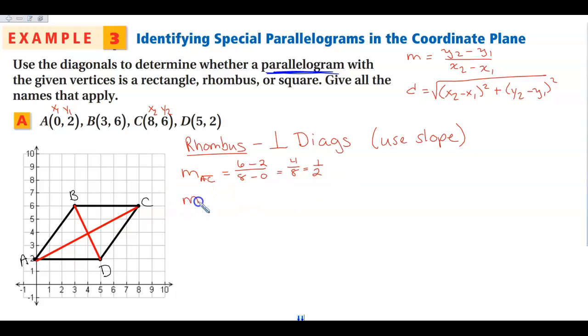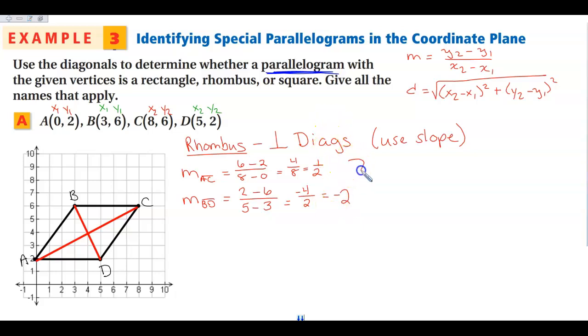Then I'm going to do the slope of BD. And I'm going to go ahead and just write this in green. I'm going to do x1, y1, and x2, y2. All right, so this is going to be my y2, which is 2, minus my y1, which is 6, over x2, which is 5, minus my x1, which is 3. So 2 minus 6 is negative 4. 5 minus 3 is 2. So I have a slope of negative 2.